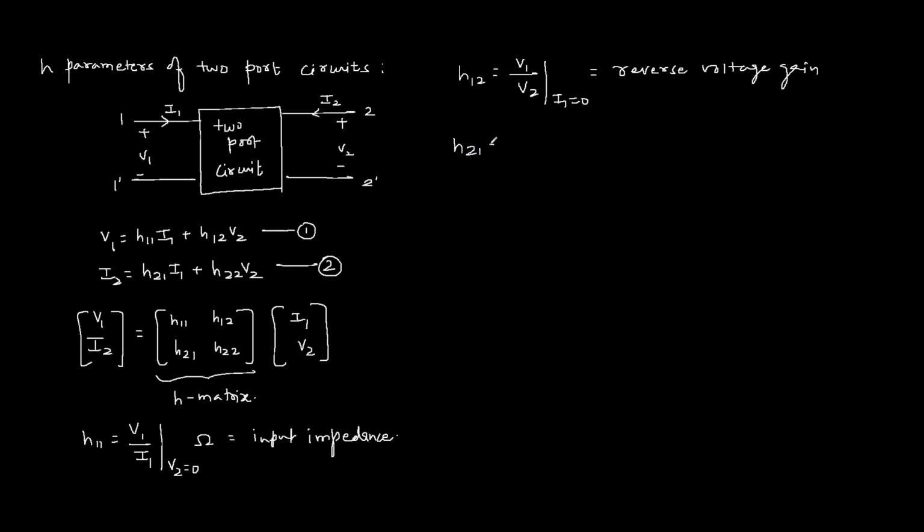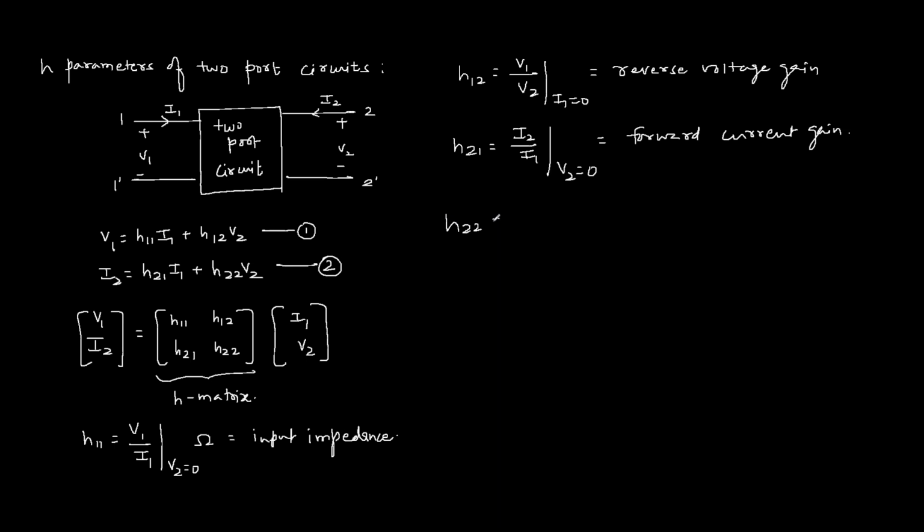Next is H21. It is the ratio of I2 to I1 when port 2 is short circuited. It is the ratio of currents, so it is a unitless quantity, and it is called forward current gain. Because it is the ratio of current of output port to current of input port, or current is transferring from input port to output port. That's why it is forward current gain.